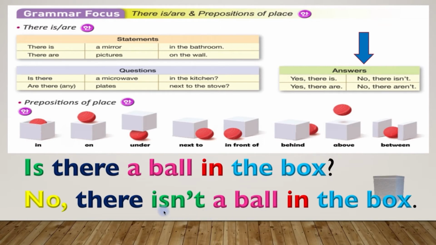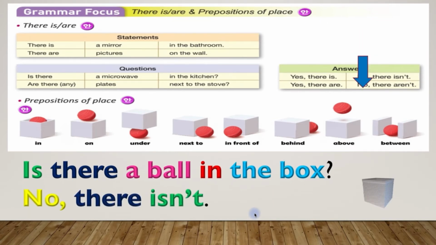Yes, so as Yonghee said, contraction: is not becomes isn't. No, there isn't a ball in the box. And the shorter answer? No, there isn't. Or say no. Okay. So, no, there isn't. As you can see, the box is empty. Somebody stole the ball.